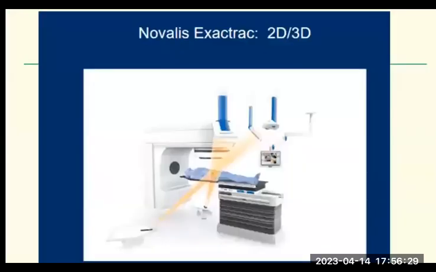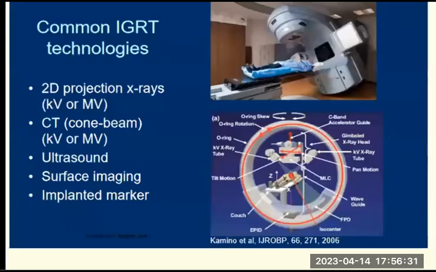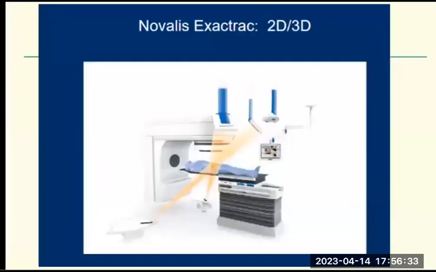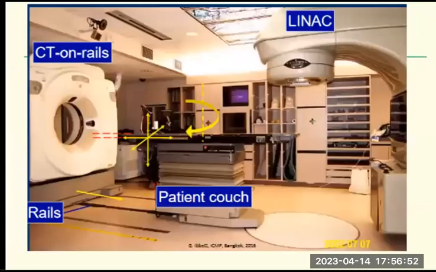So this is the X-ray type. The first one, 2D projection X-ray, is where the X-ray is projected on the patient in two dimensions, both X and Y directions. That is the first one. The Novalis ExacTrac is a real-time device which is used for this. Next is the CT, the CT on rails.